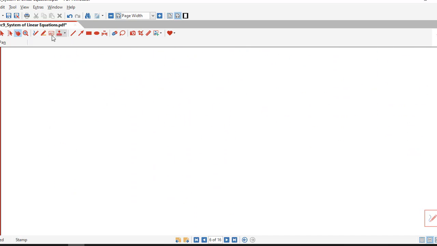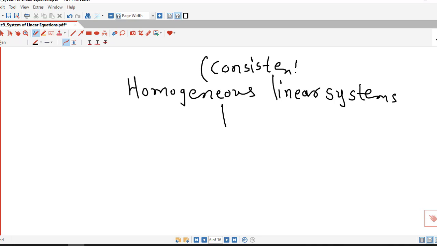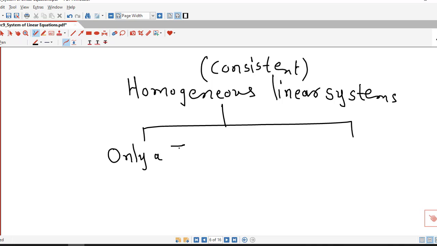So this is all about today's session. In this session we have discussed homogeneous linear systems. Homogeneous linear systems are those linear systems in which the constant terms are all zero. So it is always consistent. It always has at least one solution, which is the zero solution. And if a system is consistent, we have only two possibilities for its solution. So for a homogeneous system there are only two possibilities for the solution.